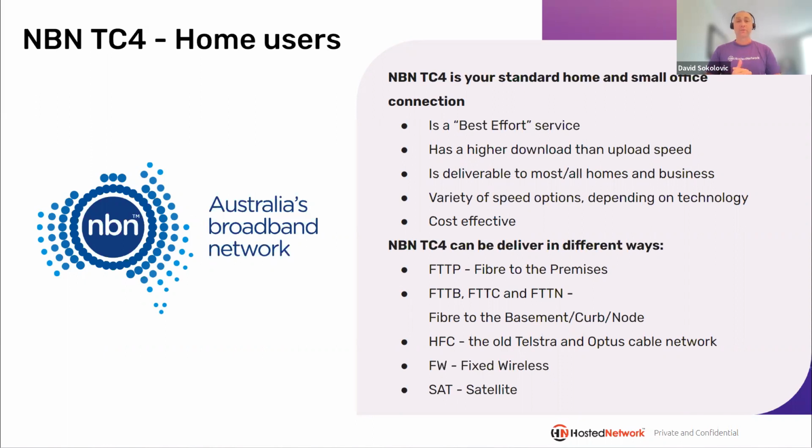With TC4, there's a variety of different speed options and it depends on which technology type it's delivered on. And the speeds are not guaranteed on TC4. They are up to a maximum speed. For instance, if you get a 100/40 service, it actually means that it will run up to 100 megabits per second download speed and up to 40 megabits per second upload speed. The actual speed you get on your service can greatly differ from the stated speed that you've bought. Remember, TC4 is a best effort service with minimal guarantees. TC4 is really designed for home and small business users.